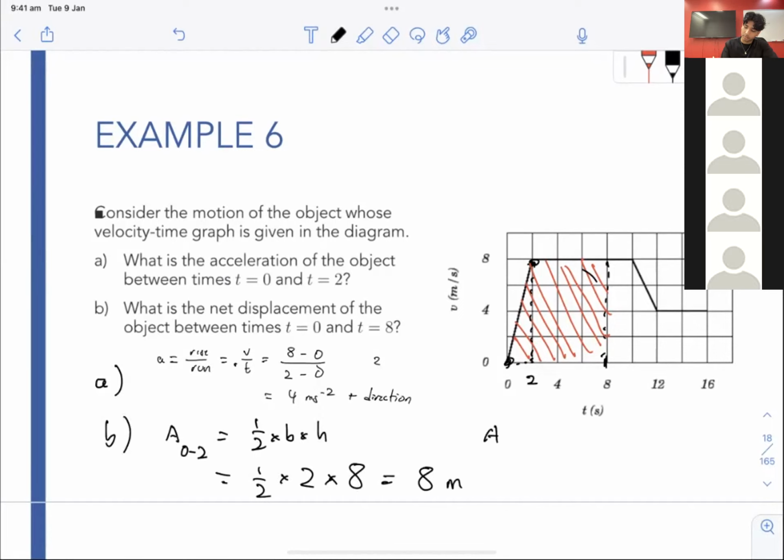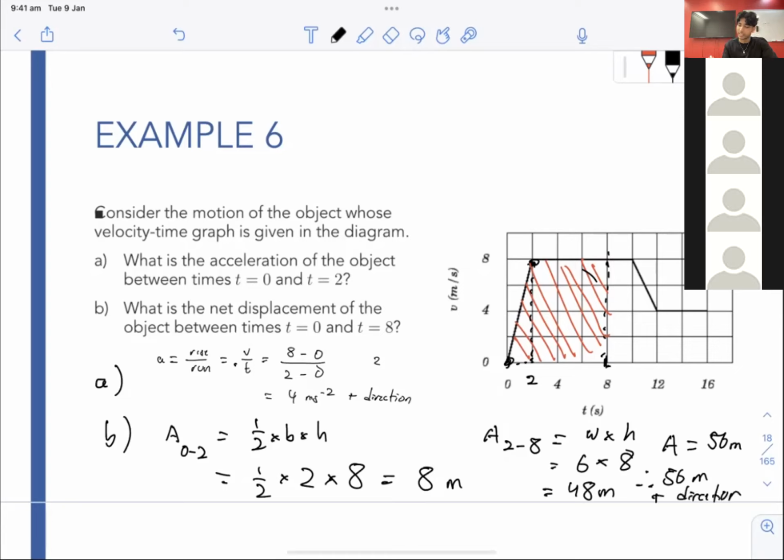And the area from 2 to 8 is a rectangle, so it's going to be width times height, which is 2 to 8 is 6, and then from 8 upwards to 8, again, is another 8 meters increase in height. So we'll call that 6 times 8, which is 48 meters. So total area equals 48 plus 8, which is 56 meters. Therefore, 56 meters positive direction.